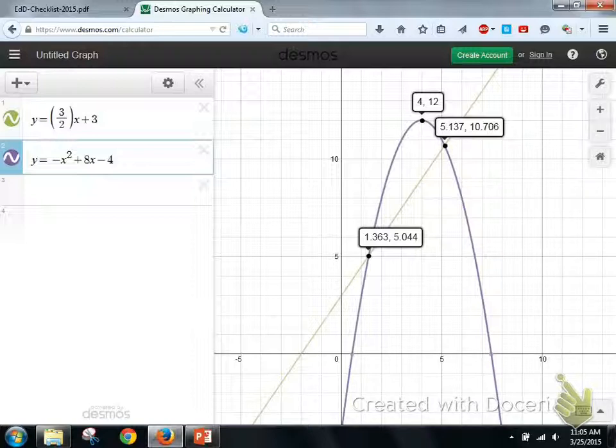Or actually only one answer. Or I'm sorry, not one answer. Two answers here, right? Two points where they cross. So on your homework, you would just write these as ordered pairs, right? It's going 1.363, 5.044, and then the other one is 5.137 and up 10.706. Now these numbers seem all like random, right?